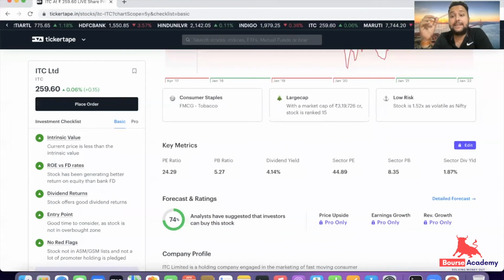And if you see the sector-based PE of the market, that is now placed at around 44.89. It means the sector PE is 44.89. If you see the sector-based PB, price to book value, that is at 9.